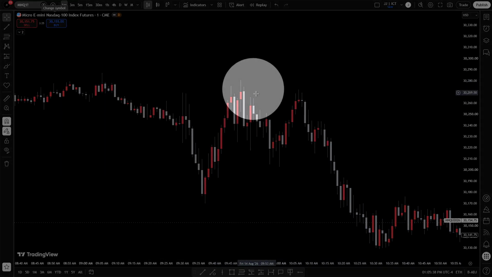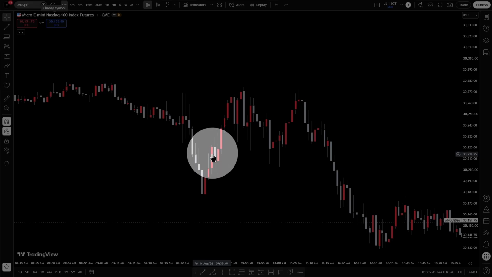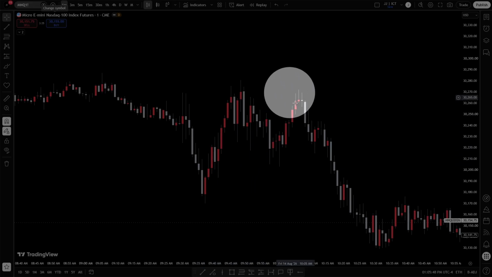So we got that intermediate term swing here, liquidity purge, and we have 10 a.m. kicking in right there. We have, was that a propulsion block? No, that's just a regular order block. So we came in. This is a very rough day, honestly.